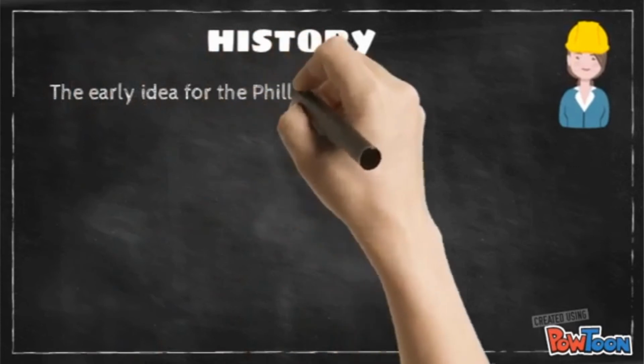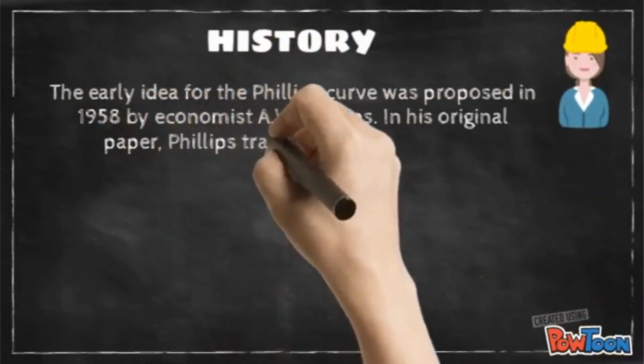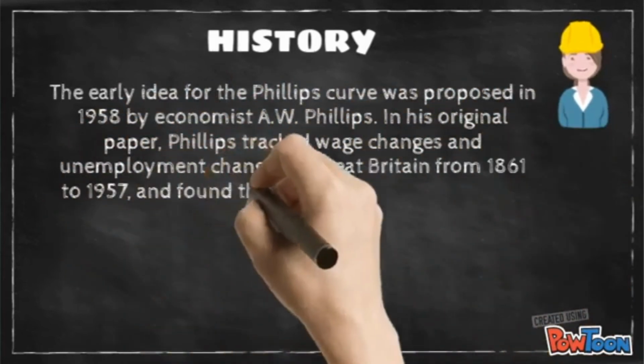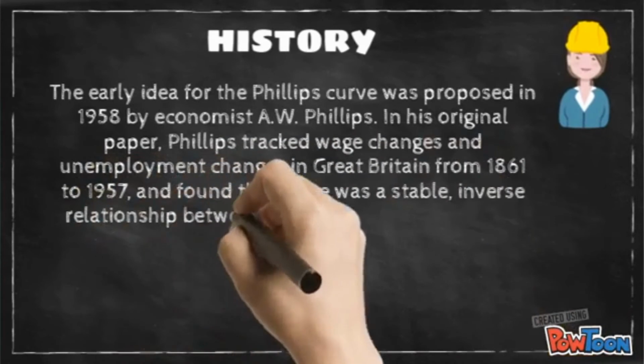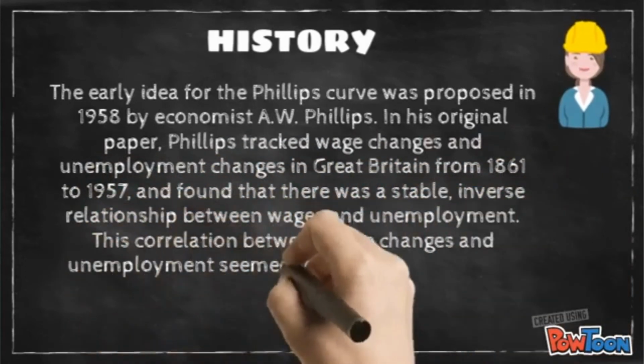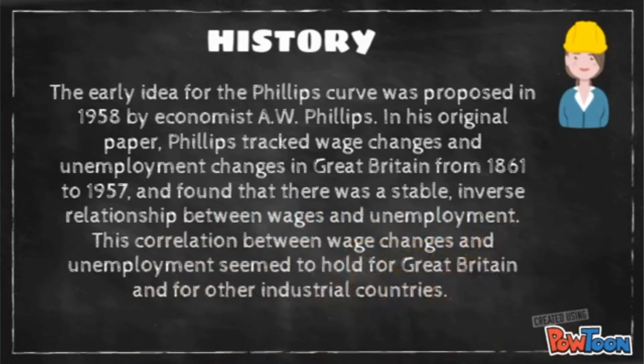History. The early idea for the Phillips curve was proposed in 1958 by economist A.W. Phillips. In his original paper, Phillips tracked wage changes and unemployment changes in Great Britain from 1861 to 1957 and found that there was a stable, inverse relationship between wages and unemployment.